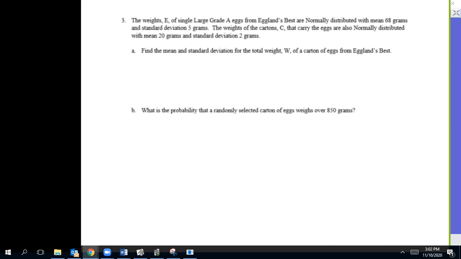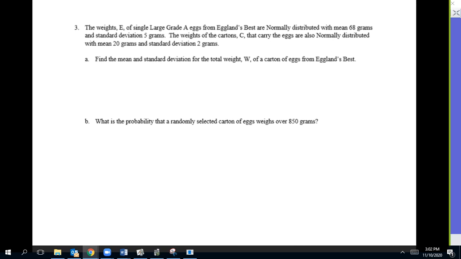Okay, so number 3, we have the weights E of a single large grade A eggs from Eglin's Best are normally distributed. So I'm going to say capital N, E, with mean 68, standard deviation 5. The weight of the carton, we'll use the letter C for that, carries the eggs are also normally distributed with mean 20, standard deviation 2. Find the mean and standard deviation for the total weight of a carton of eggs from Eglin's Best.